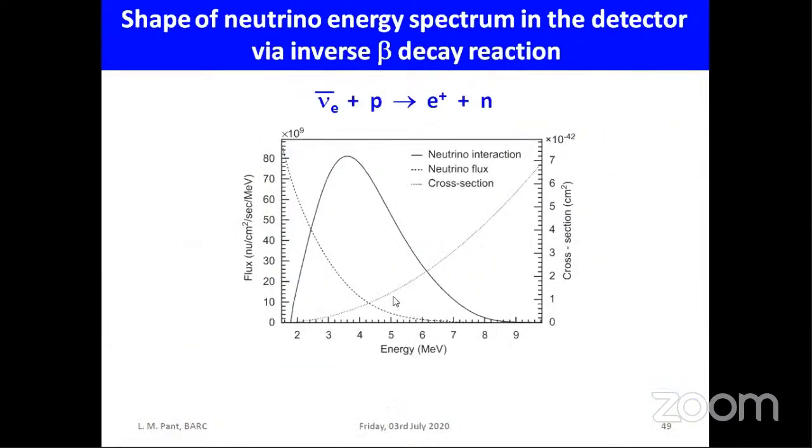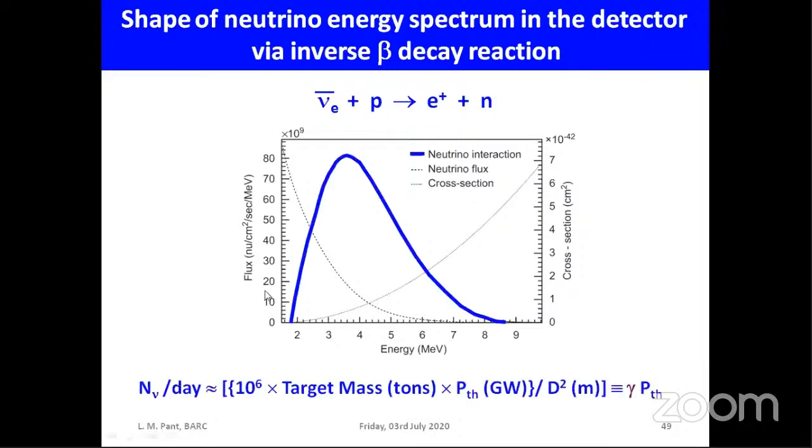So this is the shape of the neutron energy spectrum via inverse beta decay. An anti-neutrino interacts with the proton and produces a positron and a neutron. The masses are quite different. The positron is the lightest and carries away the maximum kinetic energy. The neutron is the heaviest, moves with a little bit of the energy of reaction, and finally gets thermalized and captured.